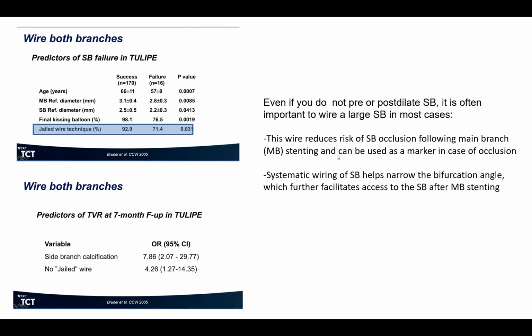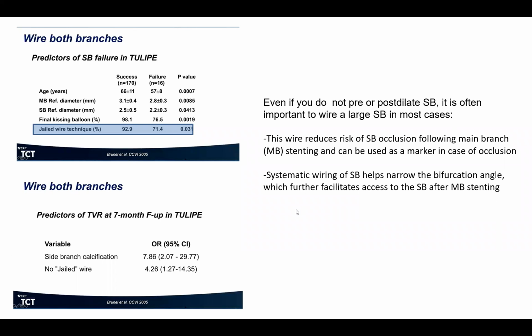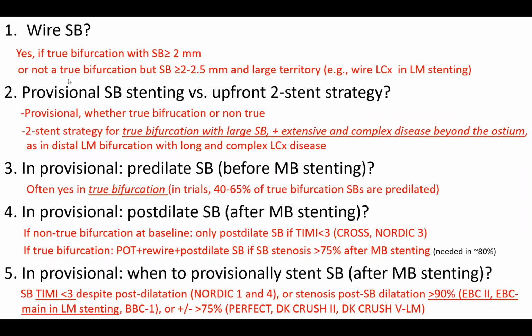Okay. Another thing wiring the side branch does is that it reduces occlusion, but if the side branch occludes, it provides a marker so you can rewire it. Also, it narrows the bifurcation angle. When you put a wire here, it makes that angle narrower so that it's easier to rewire it should you need to rewire it. So wire side branch, yes, for most cases. In non-true bifurcation, wire it if it is large and gives a large territory. So even in non-true, we may wire the side branch.